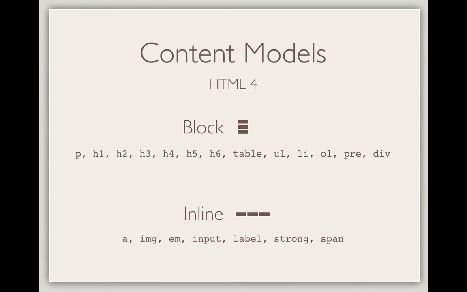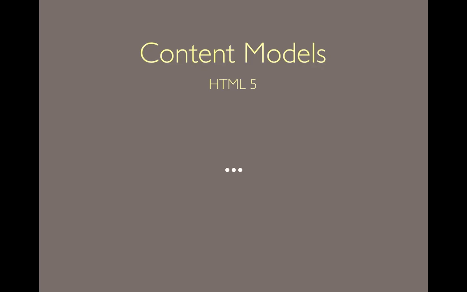This content model gives you some examples. Block level elements are paragraphs and headings and tables and unordered lists and ordered lists and divs, the mighty div, which I hope you are familiar with. The inline examples are the anchor tag, the image tag, inputs. A lot of the form elements like input are inline tags. And there you go. HTML5 adds some other content models to this, but we're not going to worry about them. For our purposes, we don't need to know.